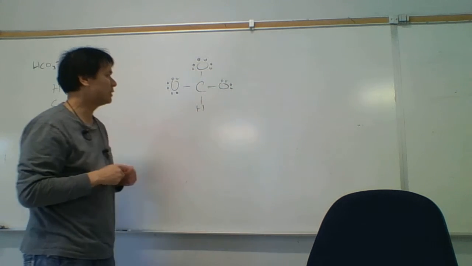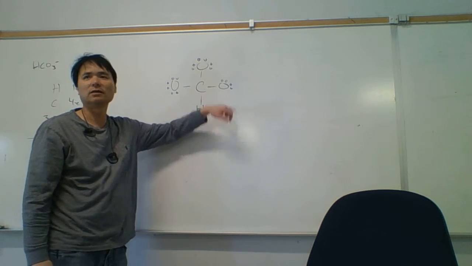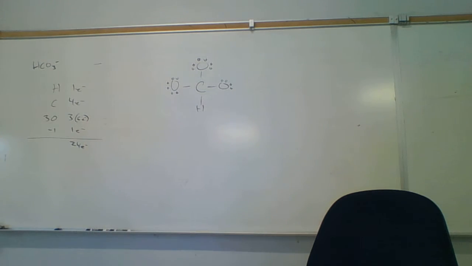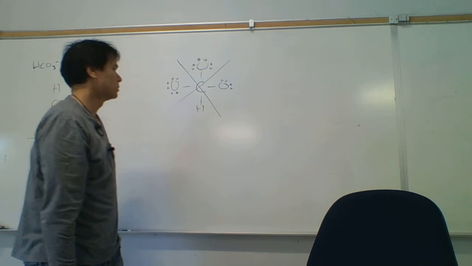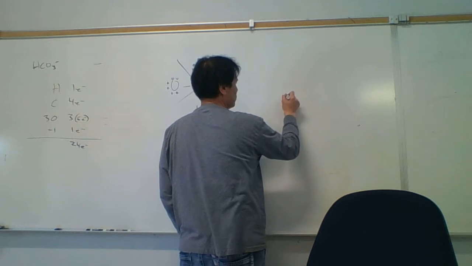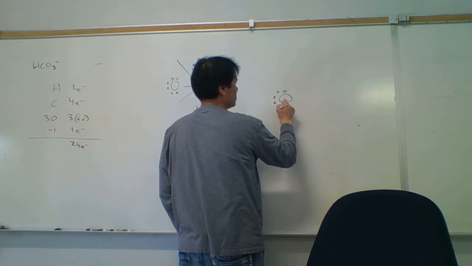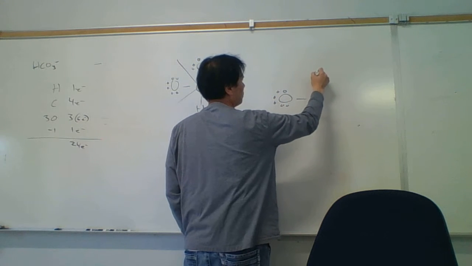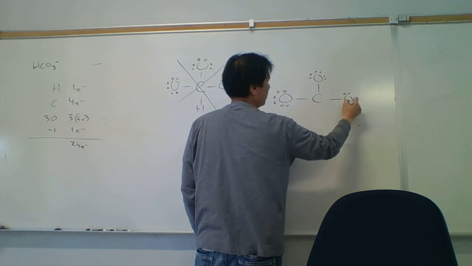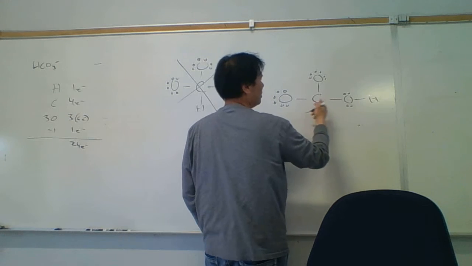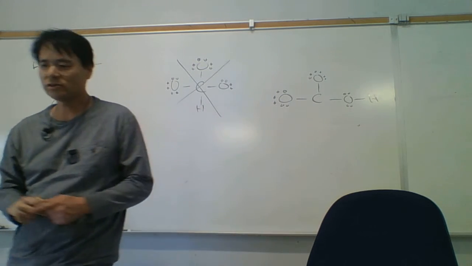Is there any way to make an octet around this oxygen that you can think of? No. This is pretty much a dead-end structure. We can't go with that, so we have to figure out a different skeleton. One skeleton we can come up with is like this, where rather than put the hydrogen on the carbon, we put the hydrogen on the oxygen.